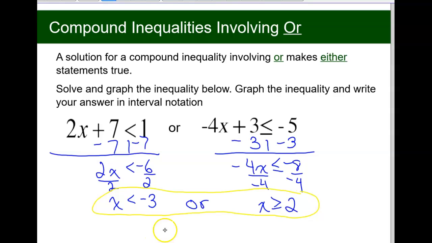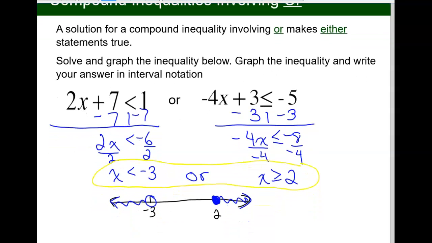And now I want to graph this. Here's negative 3. Here's 2. I have an open circle on negative 3. And everything goes to the left because x is less than negative 3. I fill in my circle at 2 because x could be 2, and x could be anything bigger than 2, so I go to the right.